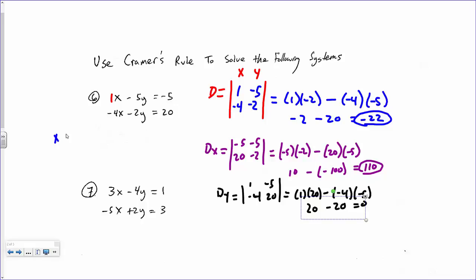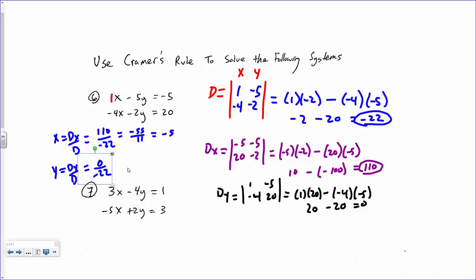I'm going to say x will be dx over d, and y will be dy over d. And dx I determined is 110, and d right here is -22. So that's going to equal -55 over 11, so this is -5. dy will be 0 over -22, because dy is right here, 0. So this will be 0. So this is my x value and my y value, so my final answer, the coordinate where these two lines intersect, is the coordinate -5, 0. And that's your answer for number 6.